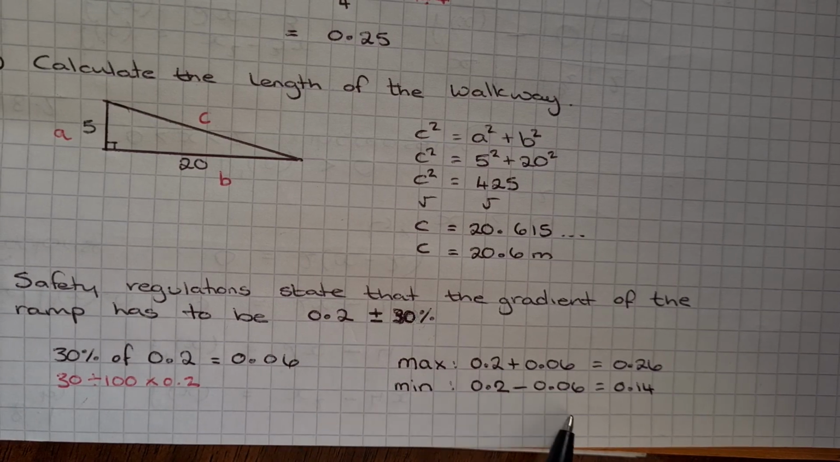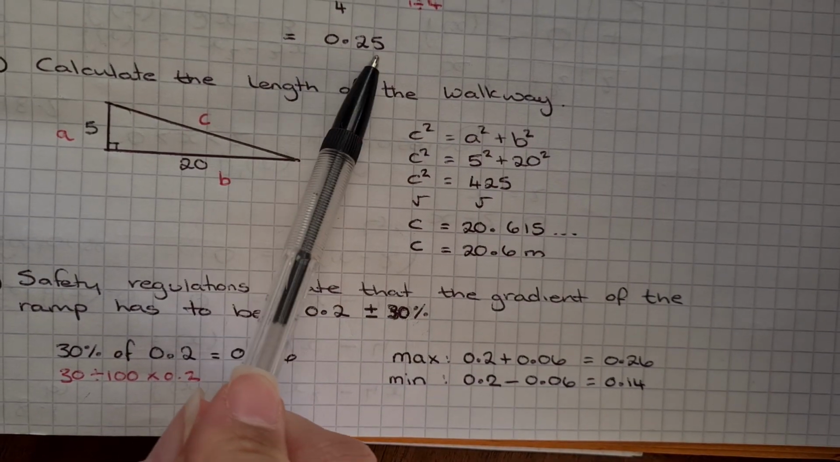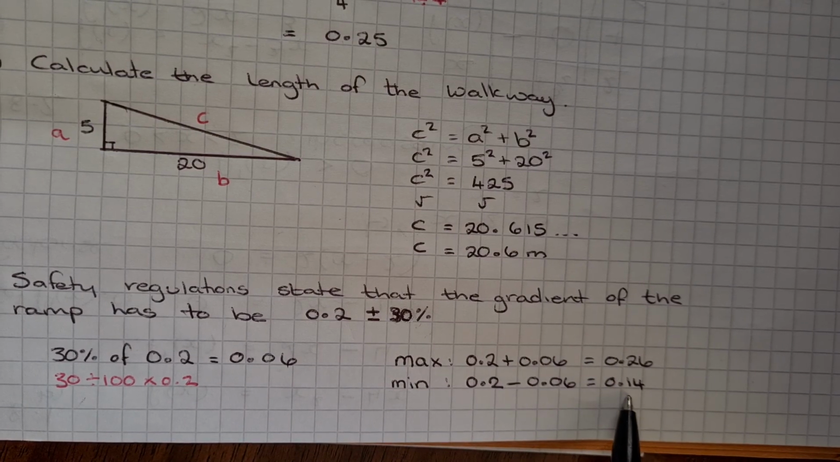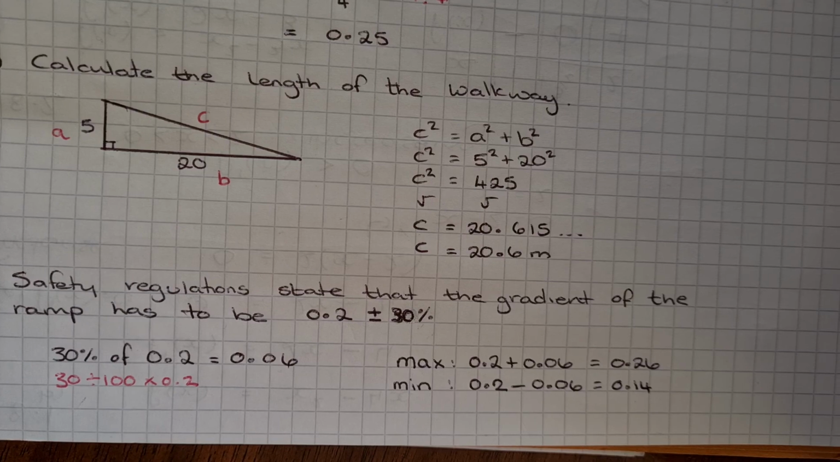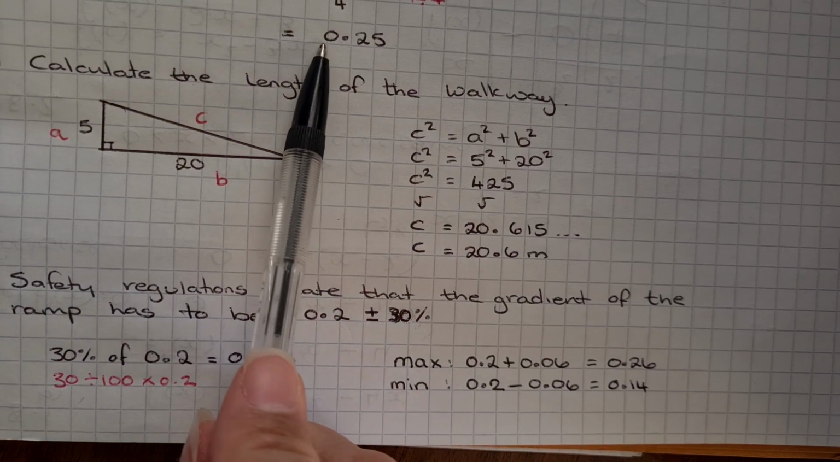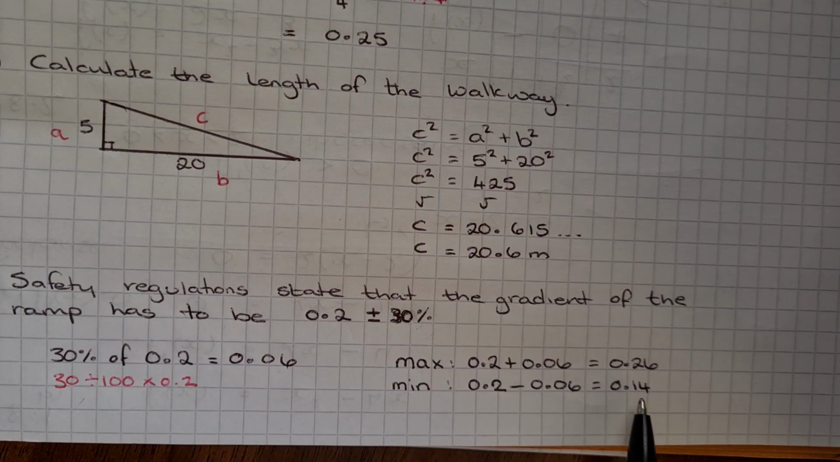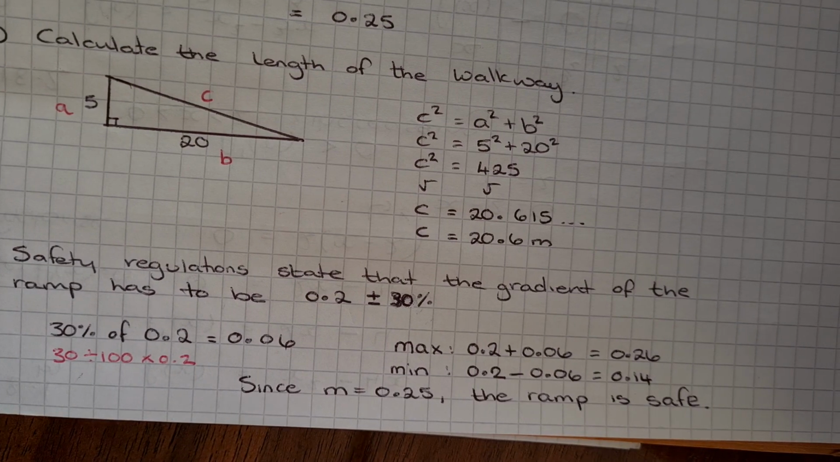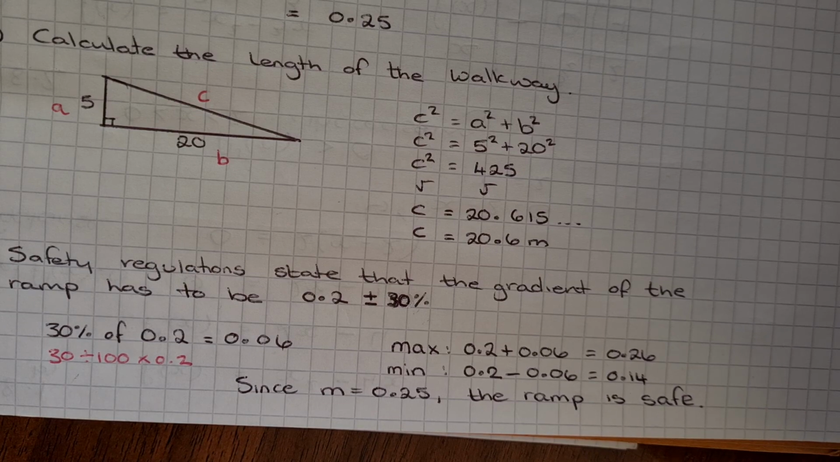Now we need to decide, is 0.25 in between these two numbers? And if it is, that means the ramp is safe. So 0.25 does lie in between these two numbers, so the ramp is safe. And you would just write a sentence at the end to answer the question.